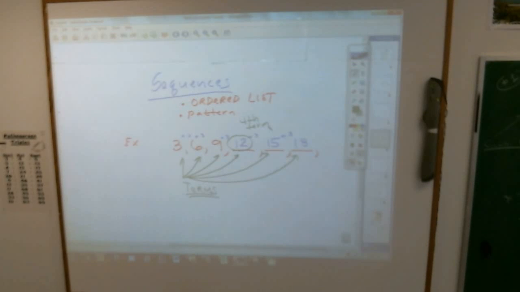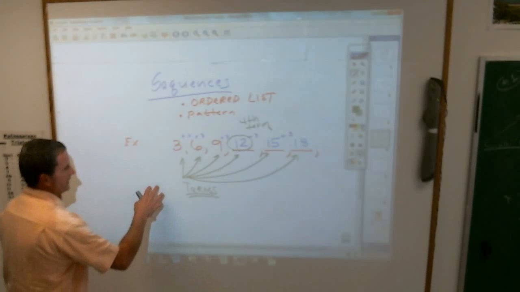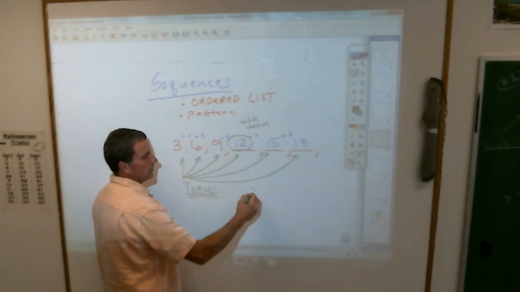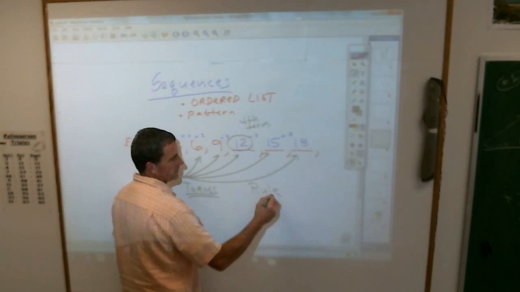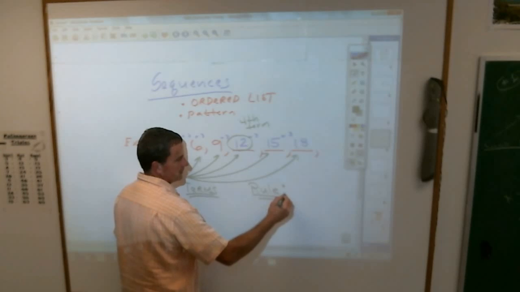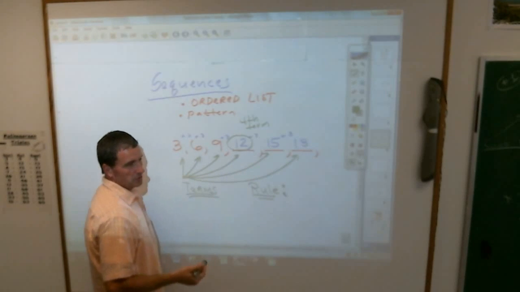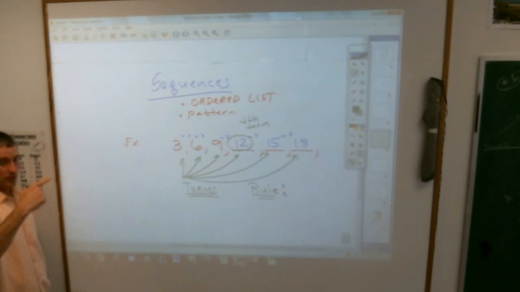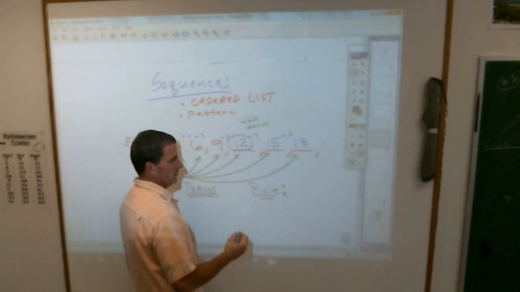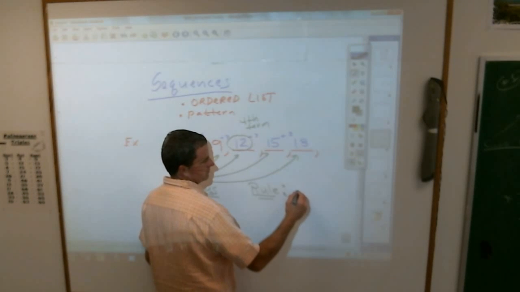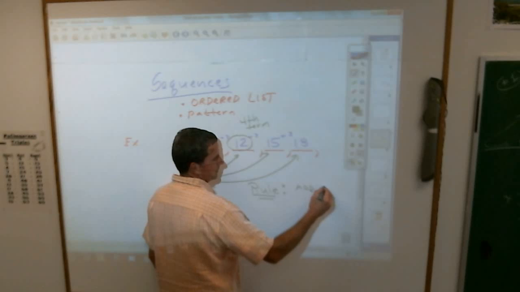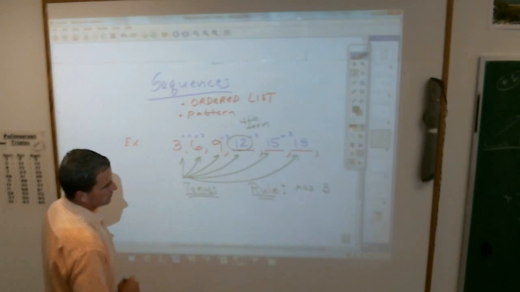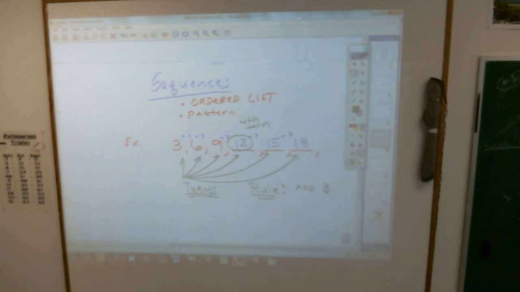And then, ladies and gentlemen, they might ask you for the rule of the sequence, and we already talked about that. What is the rule of this sequence, which just means what do you do every time from one to the other? Joseph? Plus 3. Yep, plus 3. That is the rule of that sequence. How about another one?